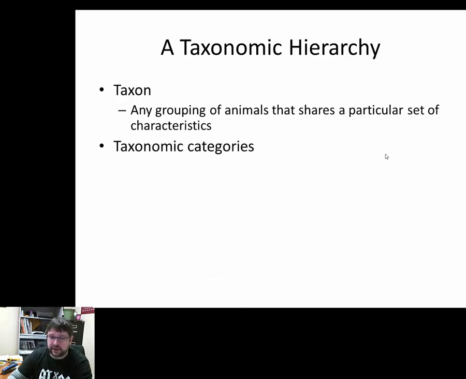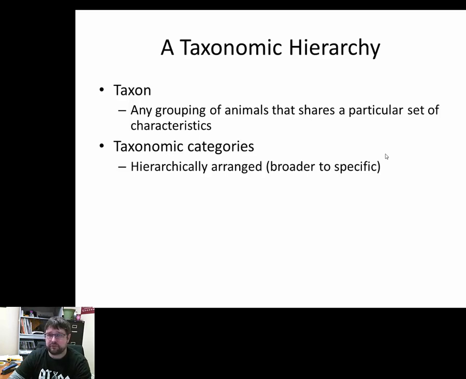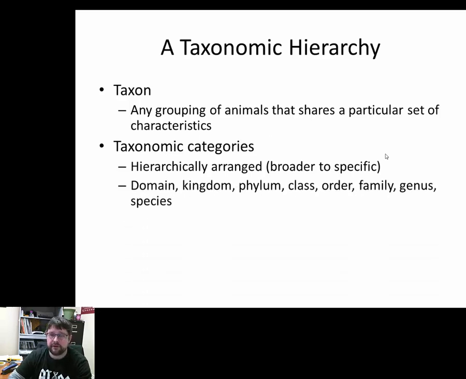Okay, taxonomic categories. This is just a way that we arrange different groups of organisms. And so we arrange them from being very broad, having a few characteristics that are similar, to very specific, having all the characteristics that are similar. Okay? And this is probably the most current and most useful set of taxonomic categories.